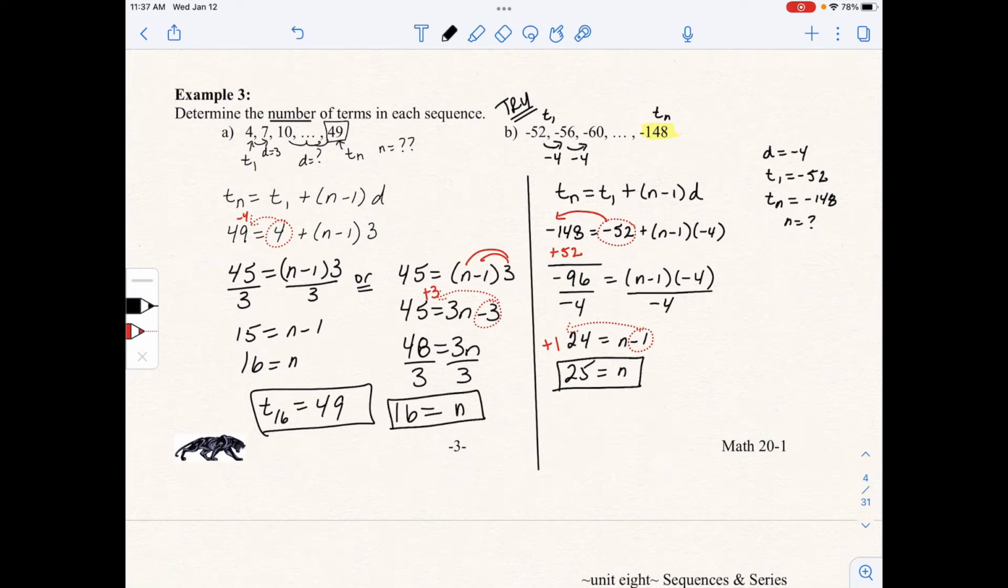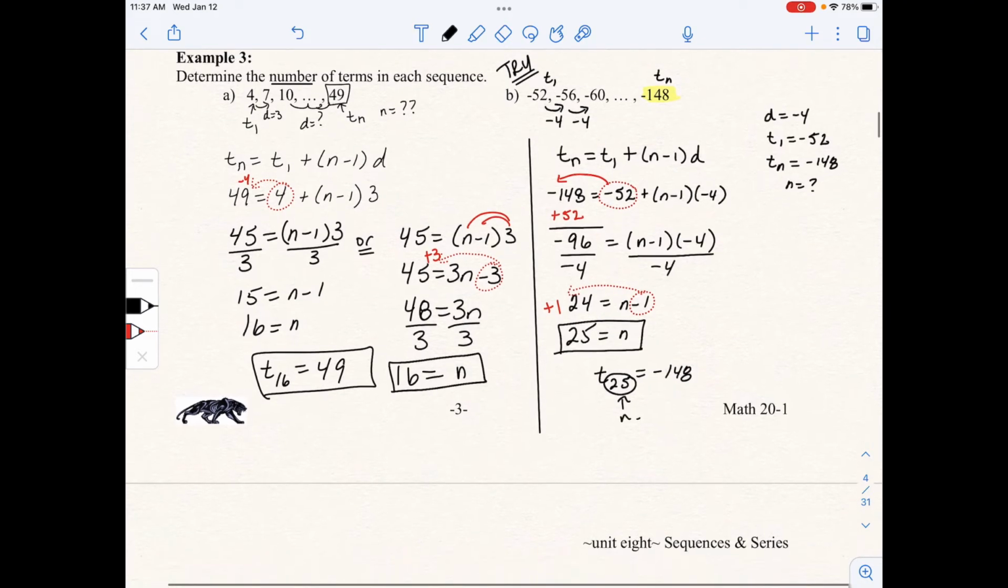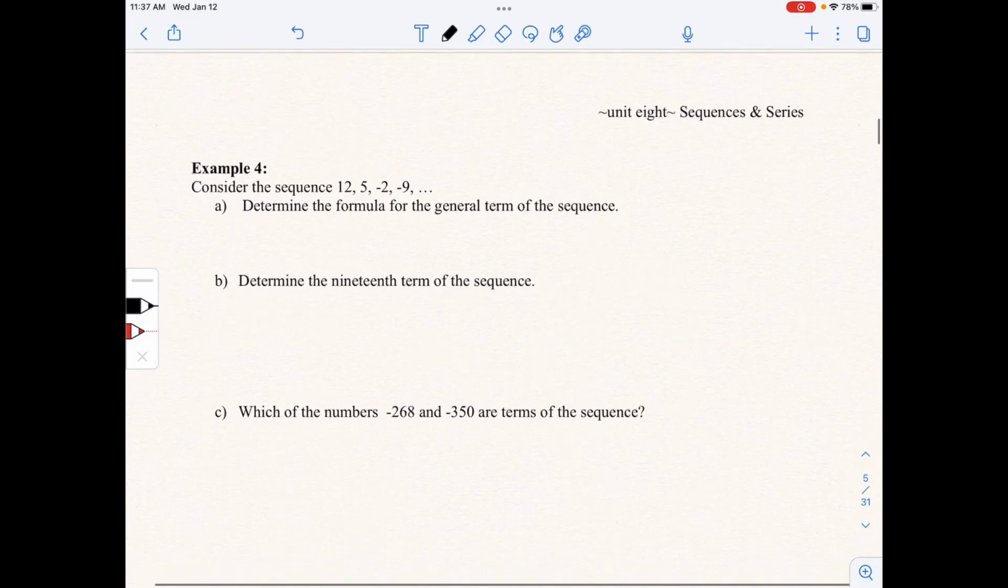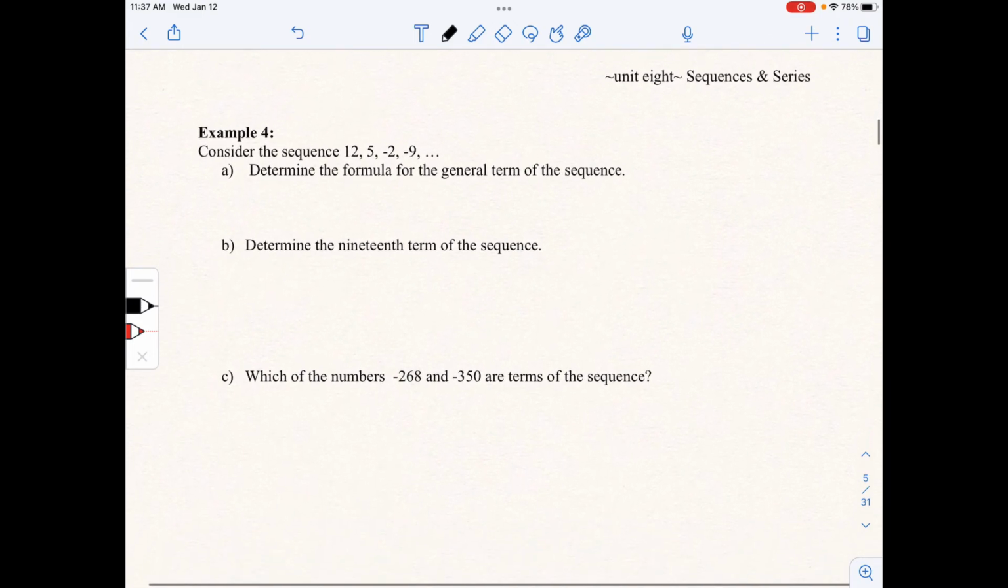And actually back here, n was 16, okay, that we were just really asked to find the number of terms. But we could write this as T25 then. We know that T25 is negative 148, okay? It's the 25th term. There's our n value. So hopefully that's not too difficult, especially if you have the formulas right in front of you. You don't have to memorize them. You can always just grab those and fill them in. All right, let's look at the next example.